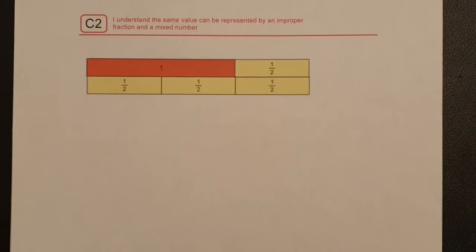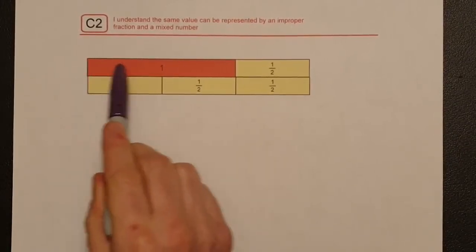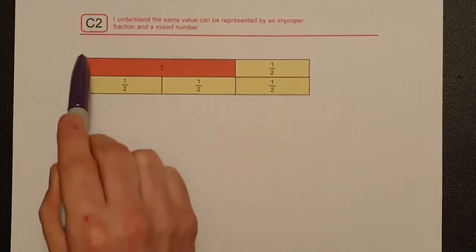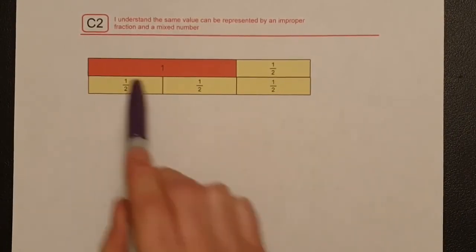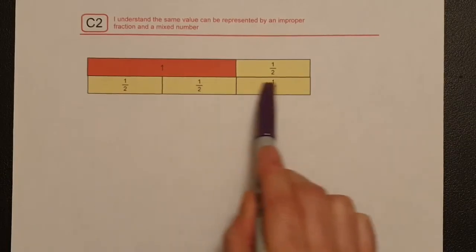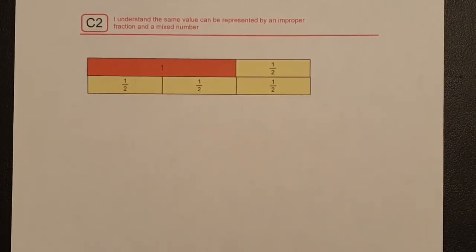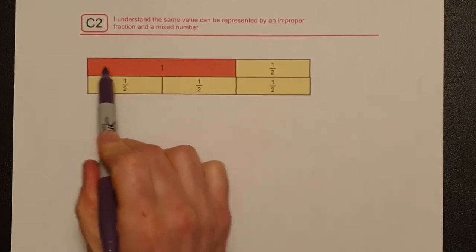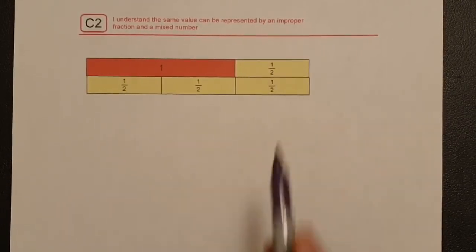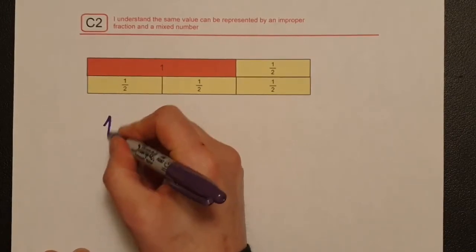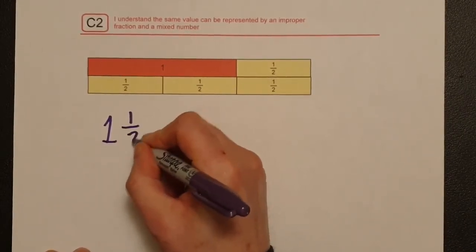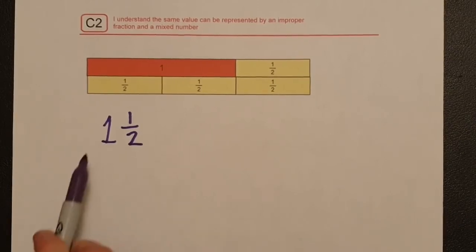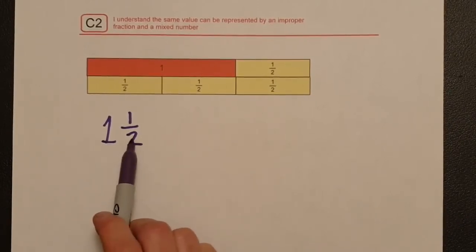Now I want to talk about mixed numbers for a moment. Here are 2 bars. They're equal in length, so they're equal in value, but they've been split up differently. And I want to talk about the 2 different ways to represent this. The first bar is split up into 1 and a half. And we can write this like this, 1 and a half. That representation is called a mixed number. It has a whole number part and a fraction part.